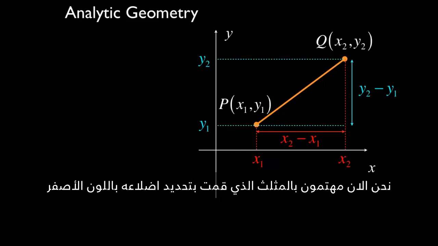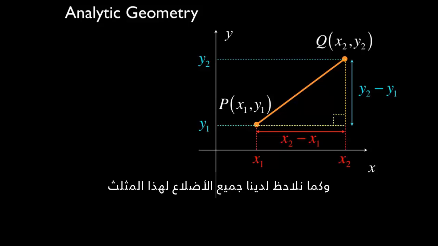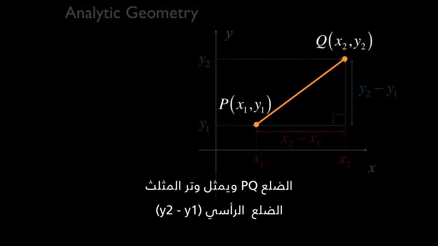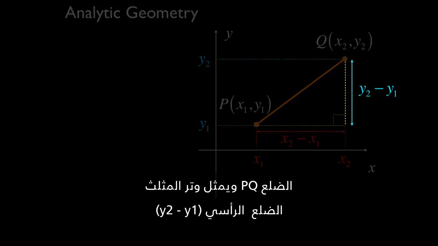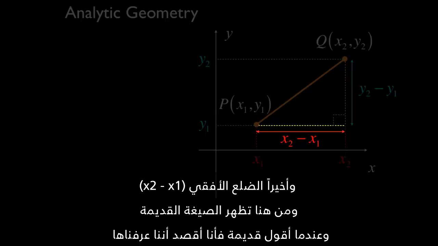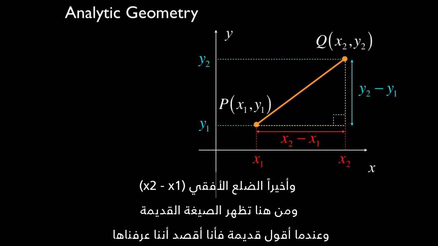And now we become very interested in this right triangle that I've marked in yellow, connecting the 2 points P and Q. What we need to recognize is that we have 3 sides to this triangle. We have the side PQ, which represents the hypotenuse. We have the vertical side, which is y2 subtract y1, and we have the horizontal side, which is x2 subtract x1.